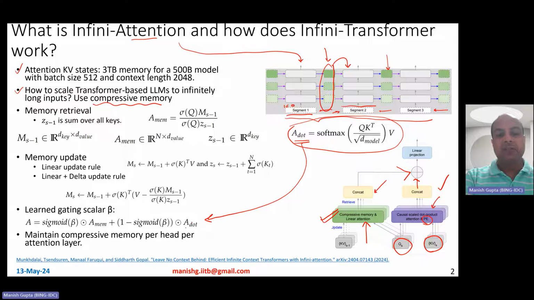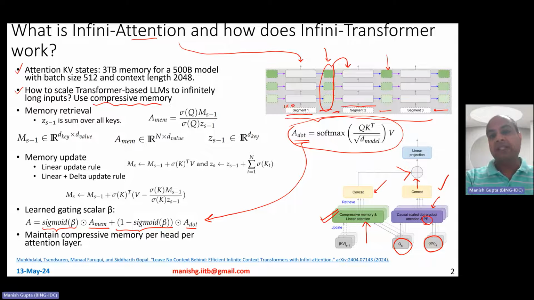As you see, you have a dot-product attention computed for the current segment, and you have a memory-based attention computed from the memory for the previous segments, and you do a linear addition by using this learned gating. So you have this beta factor, which helps you do this gated merging of the attention from the current segment and the previous segments.